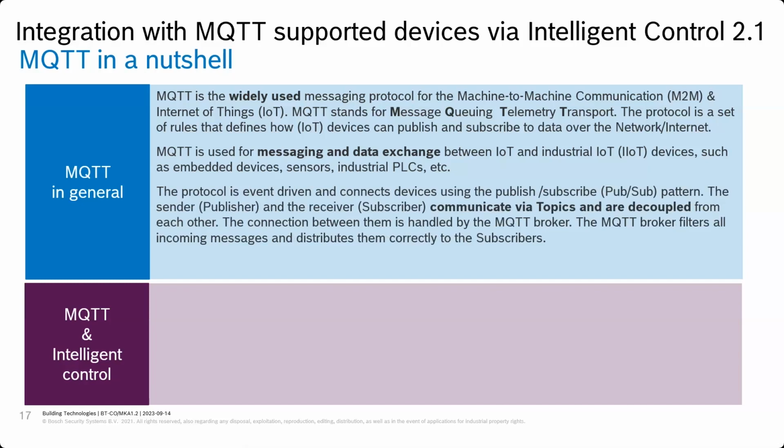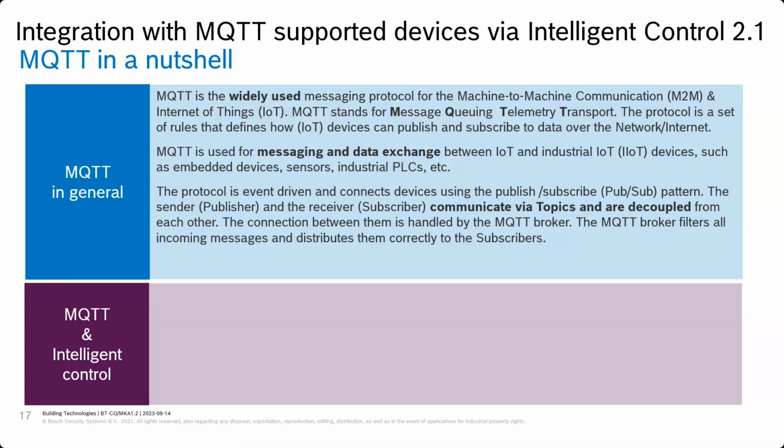So if you publish it, and if you are subscribed already to it, then when such an event is published, you will get the information. So the sender, which is the publisher, and the receiver, which is subscribed to that event, communicate via topics and are subscribed to a topic and will listen to that topic. But they are decoupled from each other.